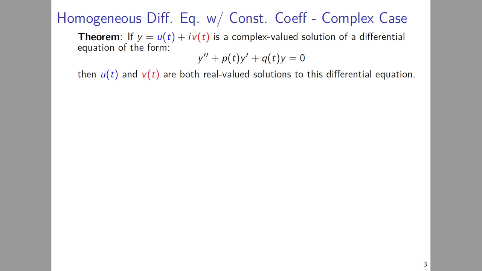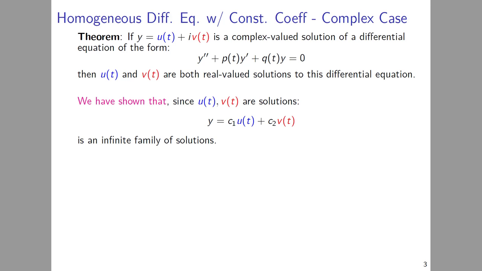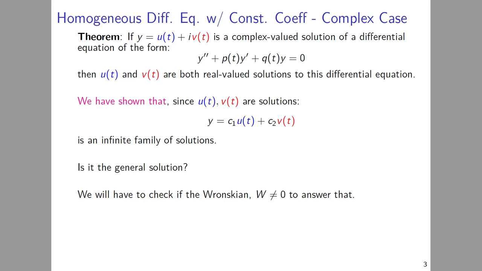So, from a complex valued solution, we get two real valued solutions. And we have shown that since u of t and v of t are solutions, then any linear combination of them, y equal to c1 u plus c2 v, forms an infinite family of solutions. But is it the general solution? To answer that, we will have to check if the Wronskian W is equal to 0 or not. But before we do that, we need to have a better understanding of what the solutions u of t and v of t are.